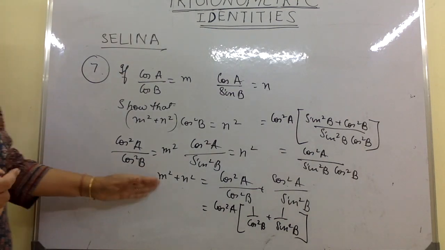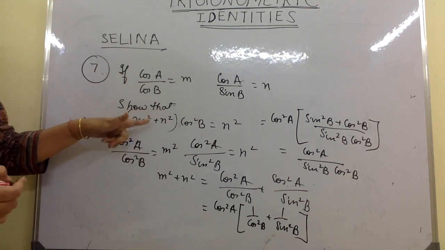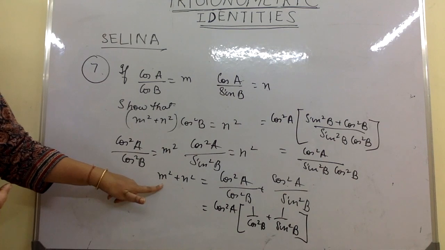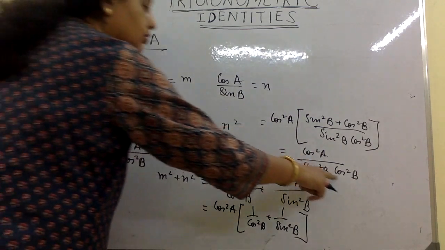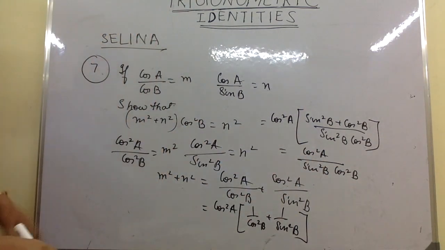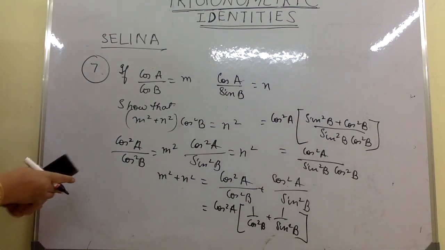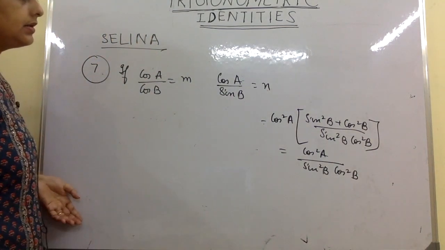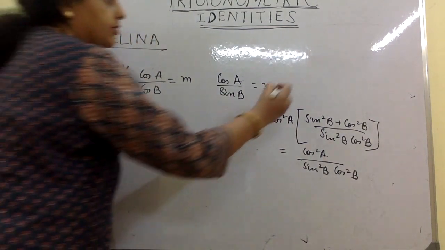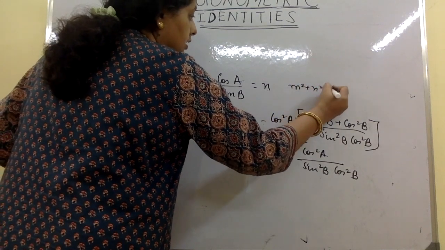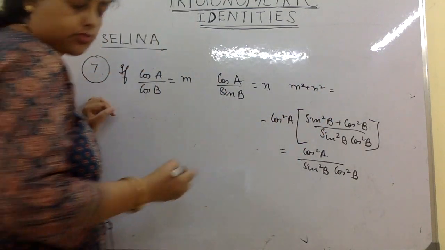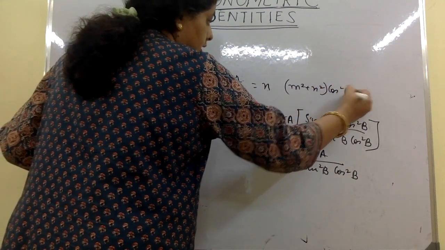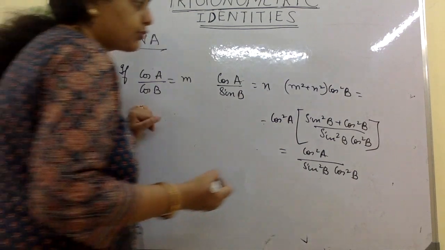That is equal to m square plus n square. I have to bring it to this statement. How will I bring it? m square plus n square, if I multiply this by cos square b. I'll just erase it and write down the final statement here. m square plus n square into cos square b is equal to n square.